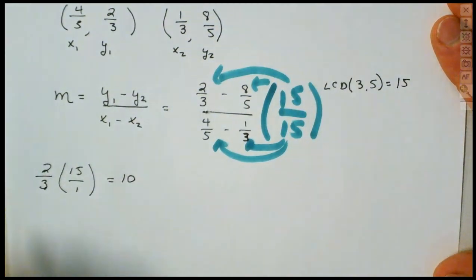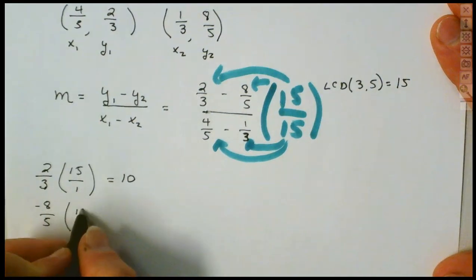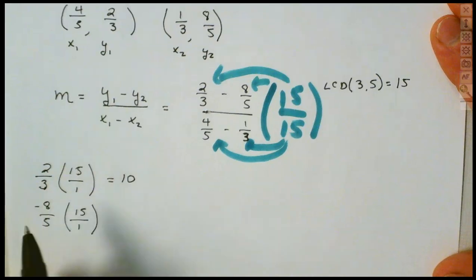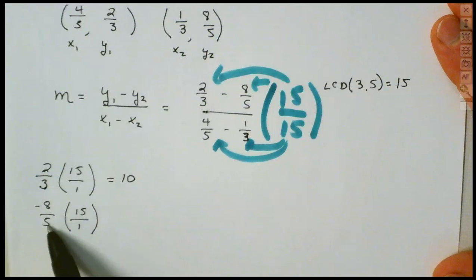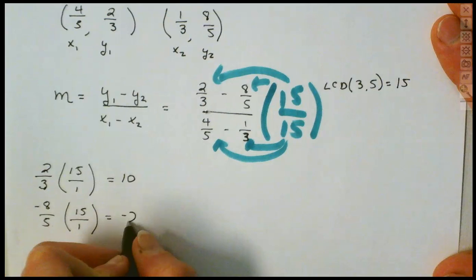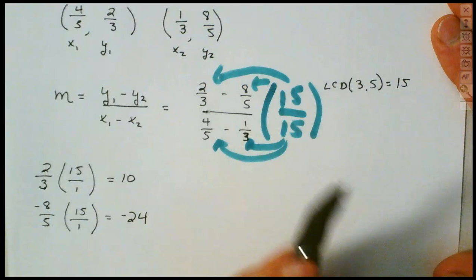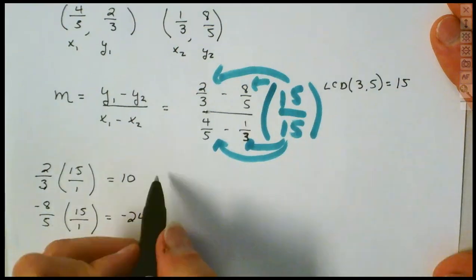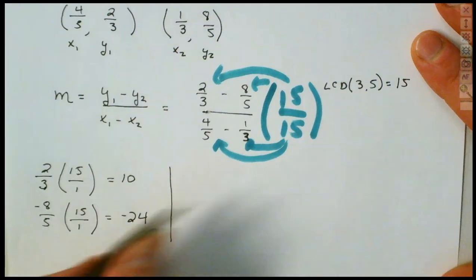Then the next one. Minus 8/5 times that 15 over 1. What do we do? Divide, multiply. So 15 divided by 5 is 3. 3 times a negative 8 makes it a negative 24. Remember, divide, multiply. If it helps, you can write them over to the side, or you can just divide and multiply mentally. Either way.